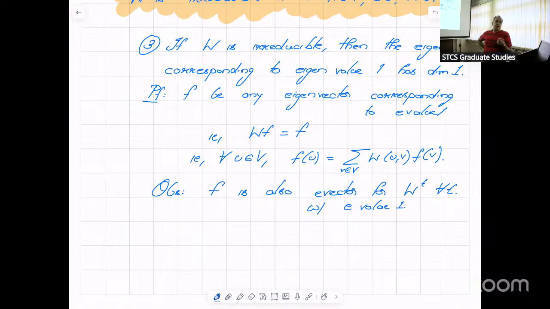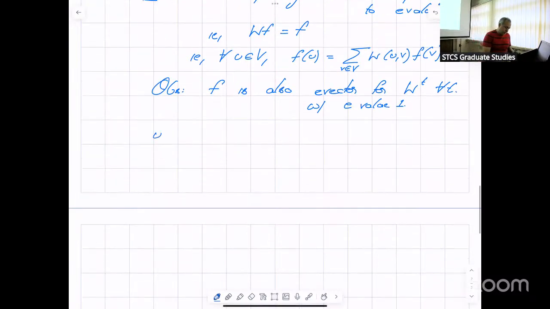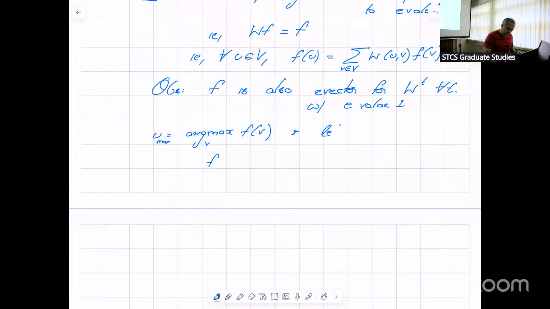Let's do the same argument which Varun had said before. Let's pick U to be the argmax over V of F(V), the largest F value. Let's call it U max. And let F(U max) equal M.